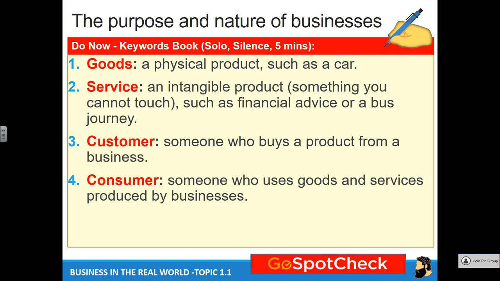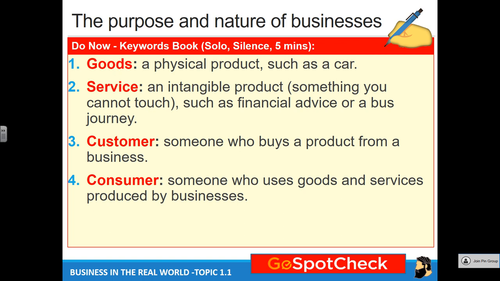First four words of this lesson we're going to be looking at, and some of these you may already be aware of. And some you may not, but we need to have the official terms, the official definitions down, just to make sure that we actually have the right understanding of these words. So, number one, goods. A physical product such as a car. A service, an intangible product, which basically means you can't touch it, it's not something physical. And this could include things like financial advice, a bus journey, a dentist appointment, you go to the doctors, you are given a service. It's not something you can physically take away with you.